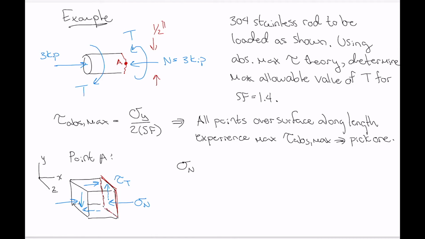So we've got sigma is going to be equal to N divided by A, 3000 divided by pi over 4 d squared. 1, not 1/4, 1/2 inch squared. Okay, so let's see what that gives us. That gave me, when I did it, 15.3 ksi.